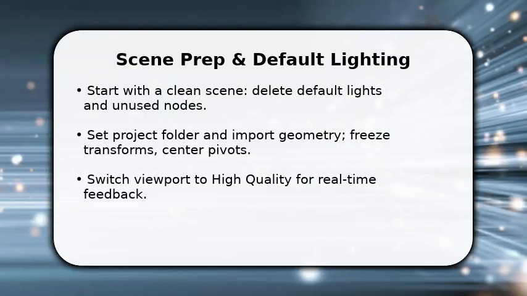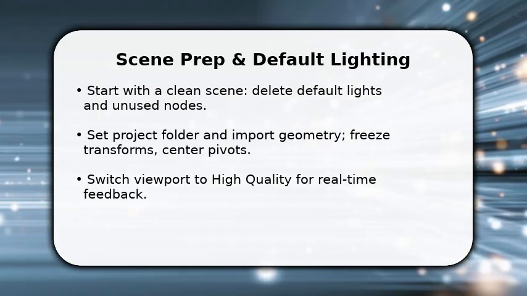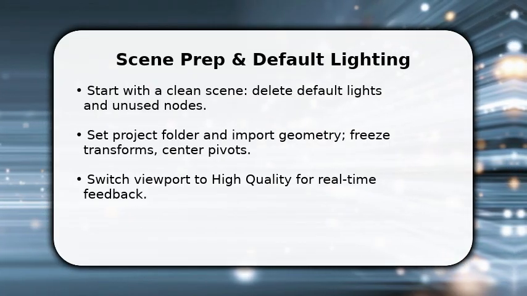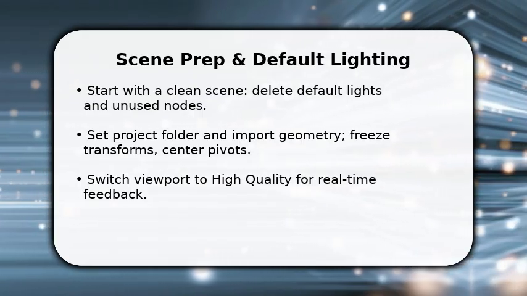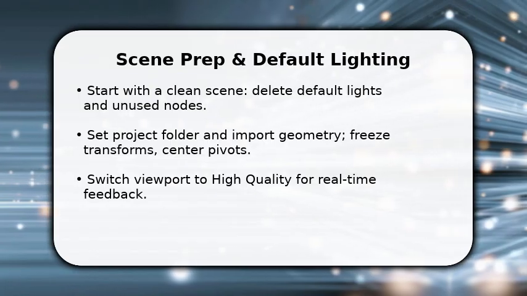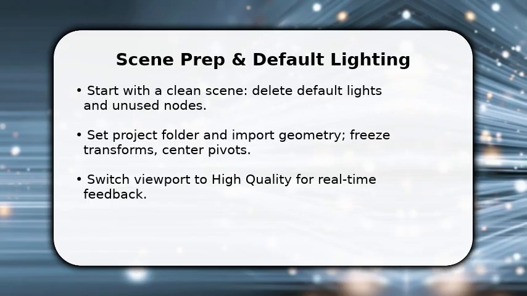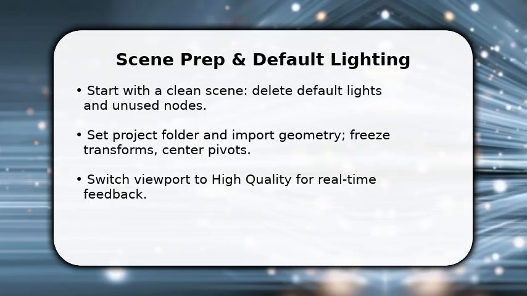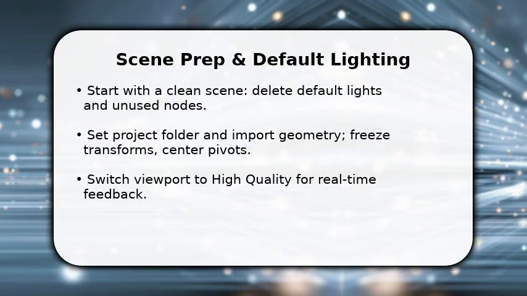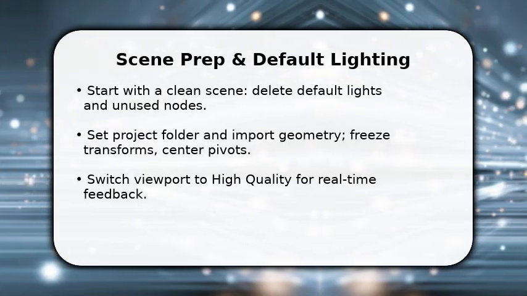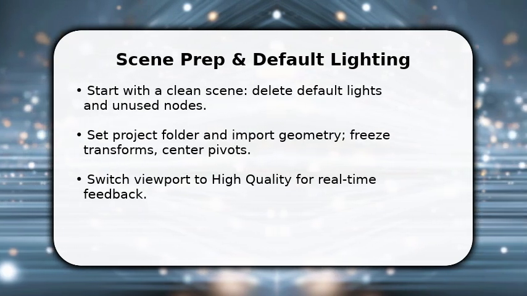You begin by preparing the scene so lighting behaves predictably. Remove Maya's default lights and confirm your geometry has proper normals and single transform history, because bad normals will skew lighting. Once done, set your project path and import the model, then freeze transforms and center pivots to avoid offset issues. Make sure the viewport is in high quality or Viewport 2.0 so you can preview shadows and IBL. This immediate feedback guides your next light placement decisions.